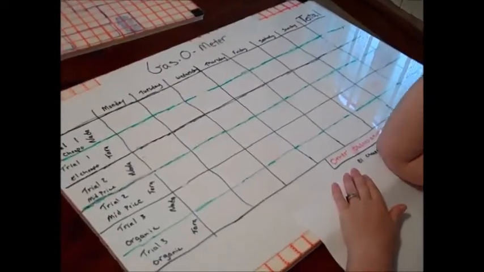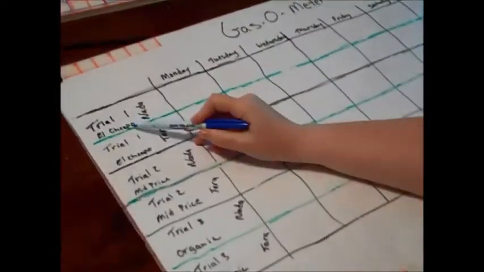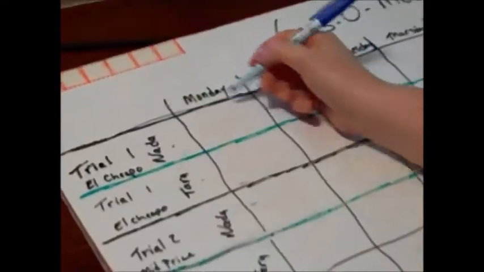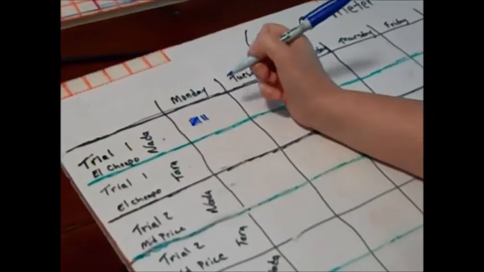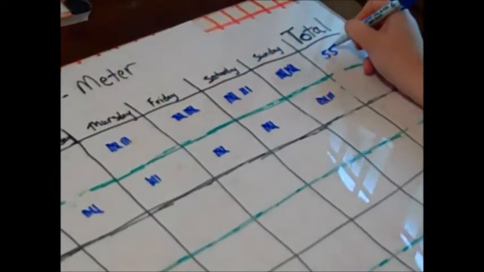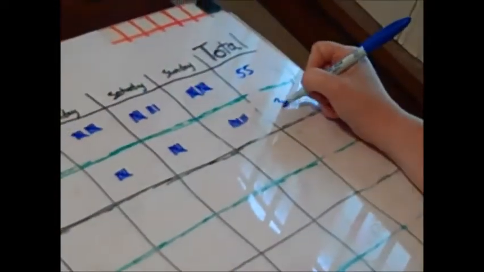So here's our data. This is our data table. Trial 1 is El Cheapo dog food, and we have Nada and Tara. And then here are the days of the week that we're testing. So on Monday, Nada farted 7 times, and Tara, 5. So let's total them up. That's week 1.